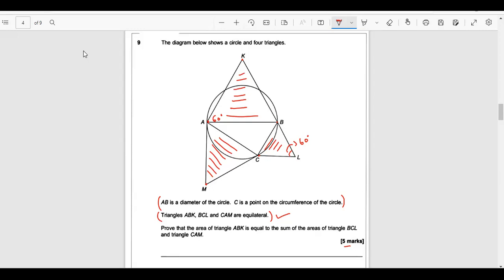And then I did the same for AMC as well. Yes. We would be using the same formula for area. You were going in the right direction.